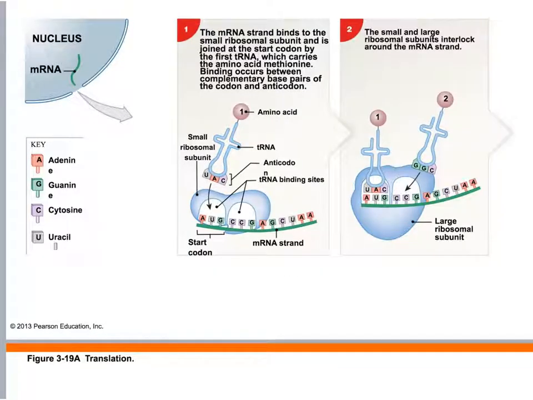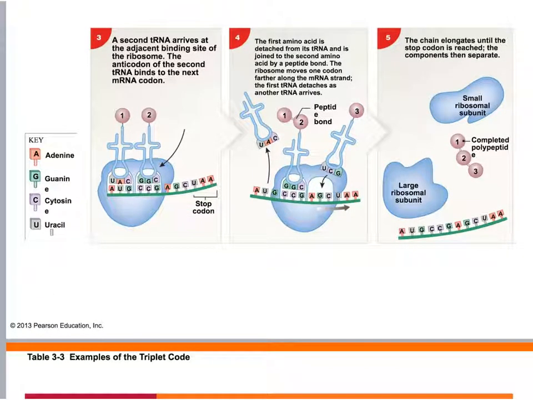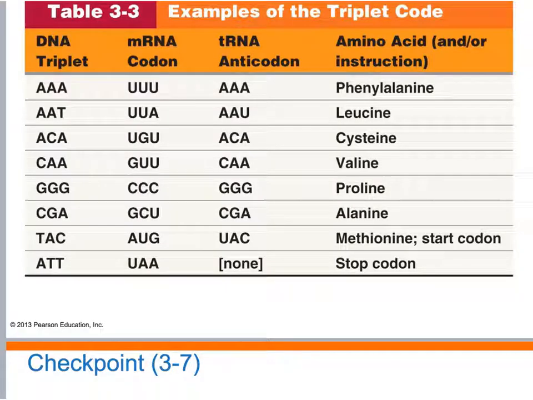This illustration shows how the tRNA brings the amino acids in sequence and makes the new protein. This table shows you the DNA triplet code, the mRNA codon, the tRNA anticodon, and then the amino acid that is produced.